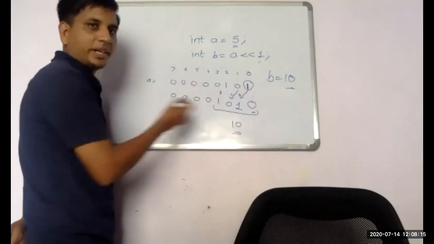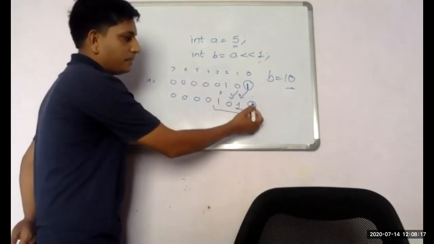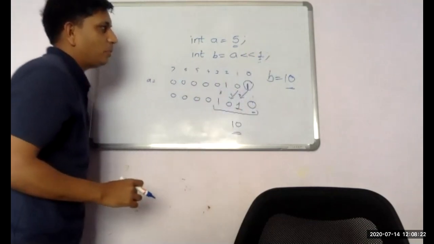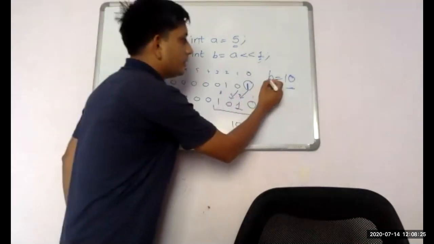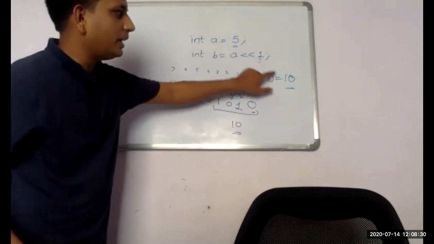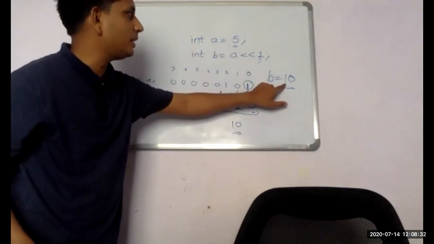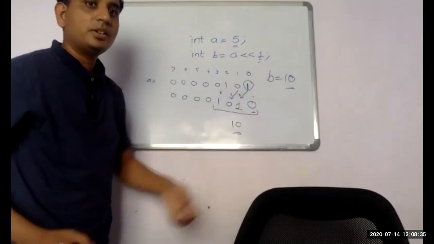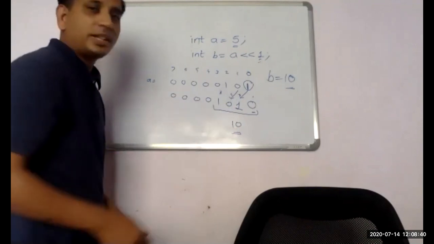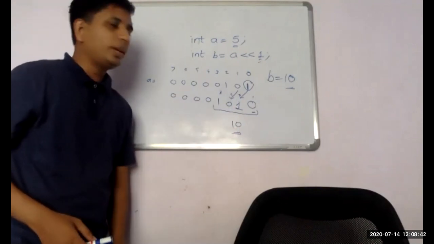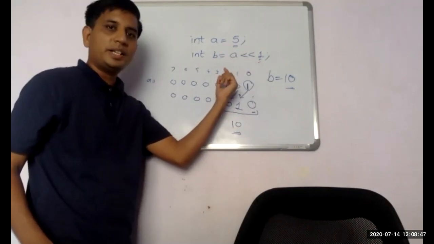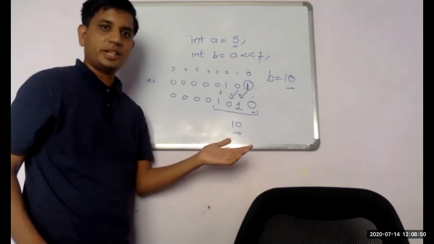So left shifting means shifting by 1. You can see here, A is 5, and if I shift by 1, B becomes 10. So it is doubled. So there is one formula here. Without calculating manually, we can say that if any number is shifted left by 1, it always gets doubled.